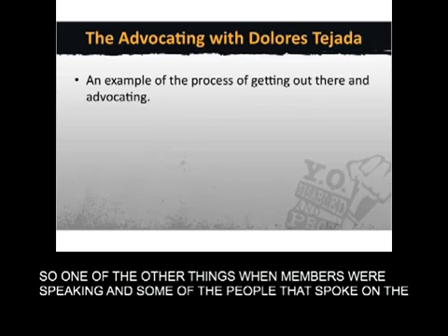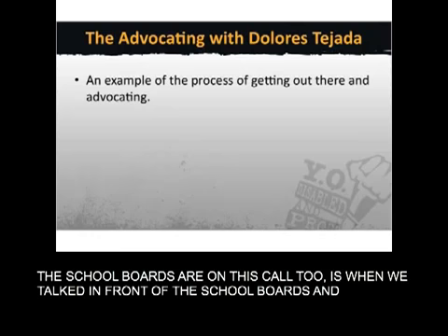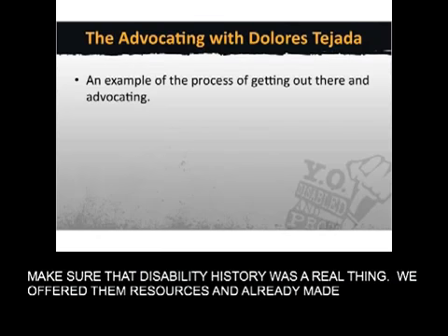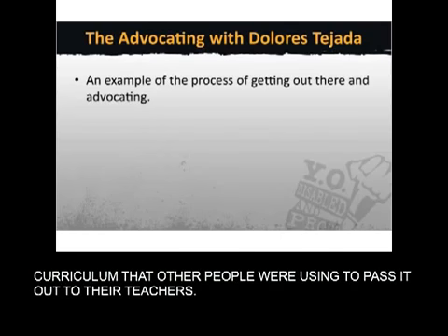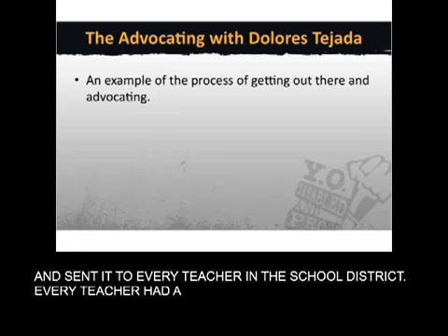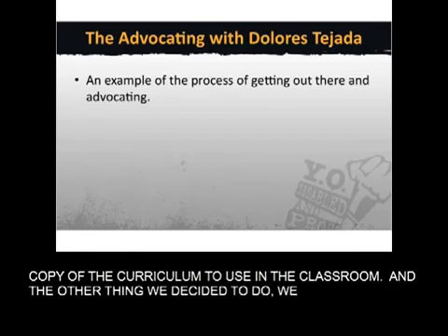One of the other things, when members were speaking, and some of the people that spoke at school boards are on this call too, is when we talked in front of the school boards and said why we cared about disability history, we said what we would help do in order to make sure that disability history was a real thing. So what we offered them was resources and already made curriculum that other people were using so that they could pass it out to their teachers. One school board district in particular gathered a bunch of different curriculum and sent it to every teacher in the school district. So every teacher and every grade level had a copy of curriculum that they could use in the classroom.